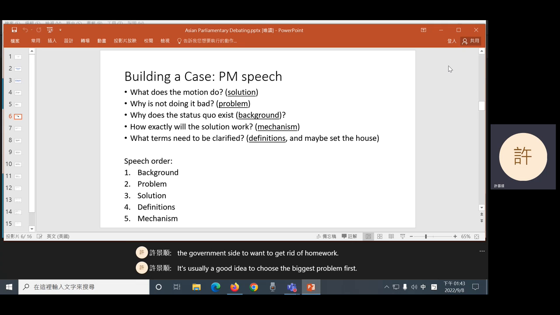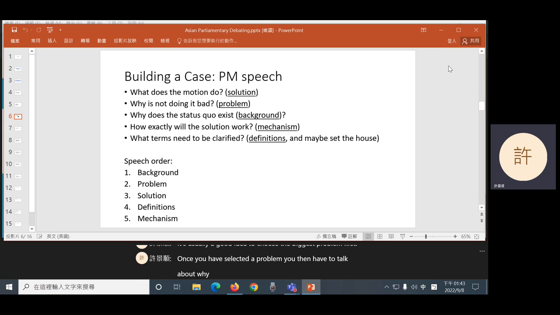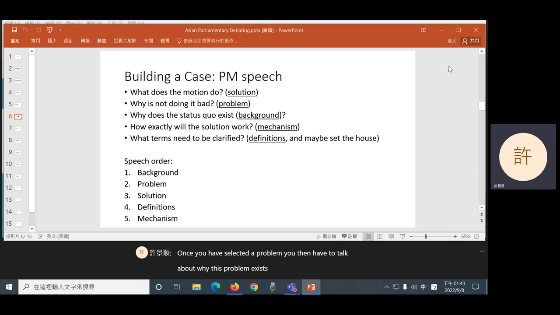Once you have selected a problem, you then have to talk about why this problem exists currently. Why does the status quo exist? Status quo is Latin. The full term is status quo ante, which means the situation as before. In other words, the current situation. This is a term that debaters love to use, status quo. It just means current situation.